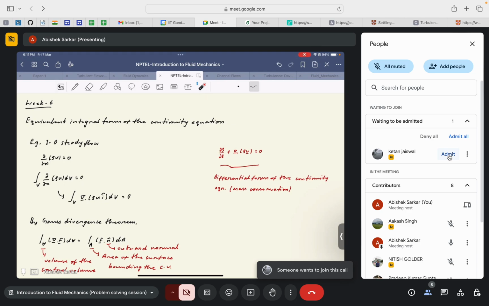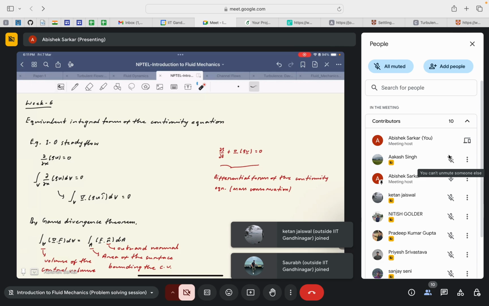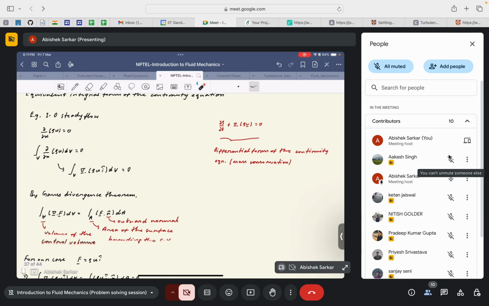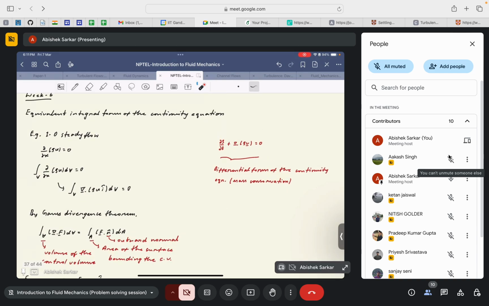Yeah, sorry. So as I was mentioning, depending on the type of problem, different forms of the governing equation will become relevant. Okay, so let's look into the equivalent integral form of the mass conservation equation. So let us consider a very simple situation. There is a 1D steady flow.